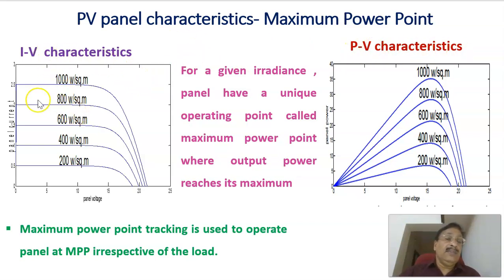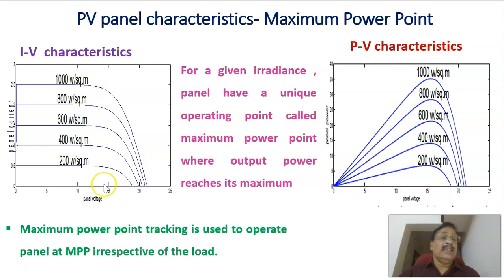PV panel characteristics include IV characteristics, current-voltage characteristics, and power-voltage characteristics, PV characteristics. Coming to the IV characteristics, it is a plot of current versus voltage. For example, for standard testing conditions, the irradiance is 1000 watts per square meter, and this is the short circuit current, and this is the open circuit voltage. Therefore, this is the IV characteristics corresponding to an irradiance of 1000 watts per square meter.